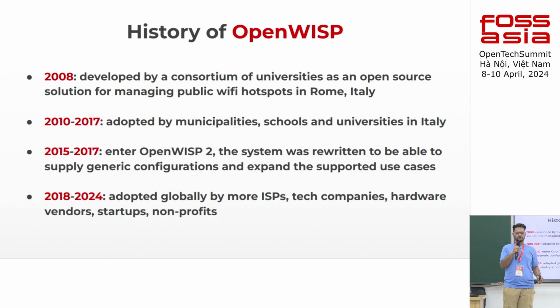Then later on, from the year 2015, it was rewritten in Python and developed in Django. So earlier, the OpenWISP version used by the municipalities in Italy was built on Ruby. But now we have rewritten it in Python because it offers more flexibility in development and to provide more generic configurations. So now we develop OpenWISP 2, and it is being adopted by many more ISPs around the world and used by organizations to also manage their internal network.